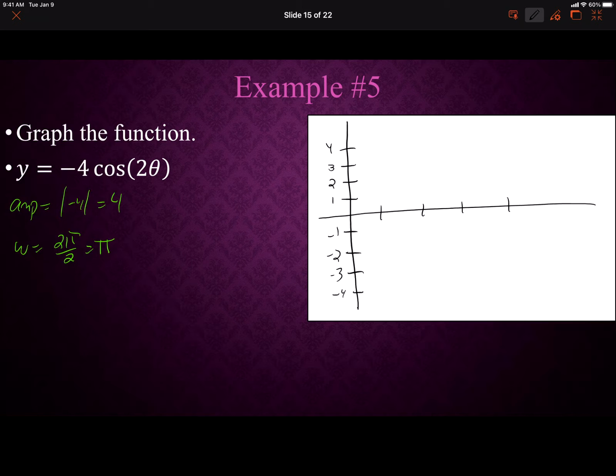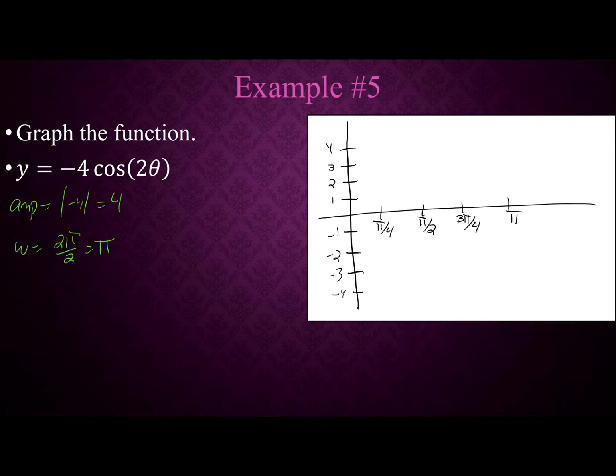So the first one's the quarter period. Quarter of pi is just pi over 4. And then it's pi over 2 for the half, 3 pi over 4 for the 3/4, and then pi for the full period. Now, the way cosine works, sine always started at 0. Cosine always starts at a. So since a is -4, we're going to start there.